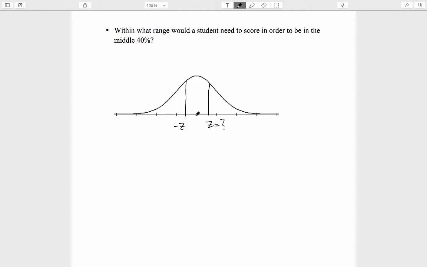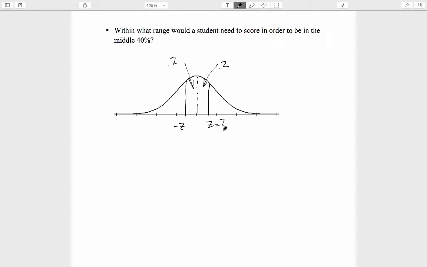If you score close to the mean, but somewhere between negative z standard deviations and positive z standard deviations away from the mean, then you're in that middle 40%. More specifically, there is a sliver here on the left containing 20%, that is, there is a 0.2 probability that a randomly selected score falls between negative z and 0. And then there's another 0.2 probability that a randomly selected score falls between 0 and positive z.